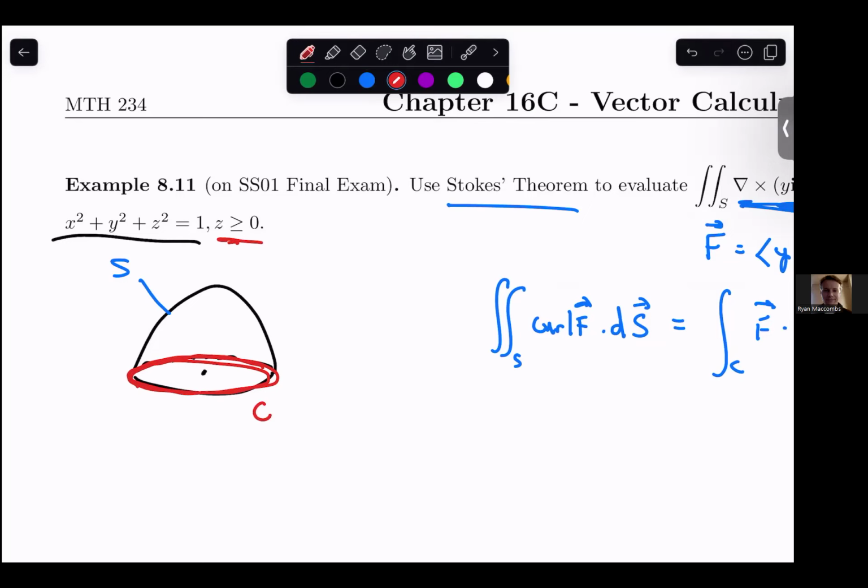So by the way, if I was to go ahead and plug that in into my surface equation, Z equals 0, I would have x squared plus y squared equals 1. And again, this is when Z is equal to 0.